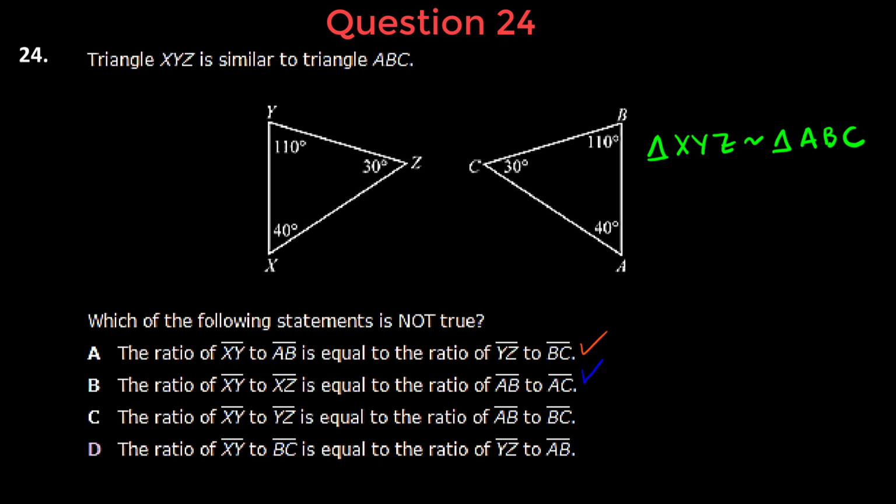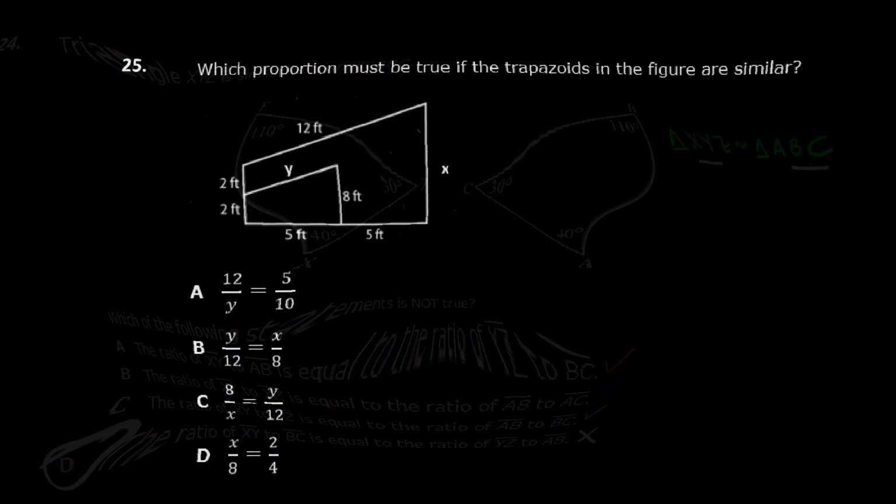On C we have XY, the first two letters, to YZ, the second and third letter, ratio is going to be AB, first two, to BC, second and third. So that follows the same pattern as well, so that's also true. On D we have XY, first two letters, to BC. We are going to the other figure, but we are having second and third letters here instead of first and second, so that is not going to be correct. So the correct answer is D.